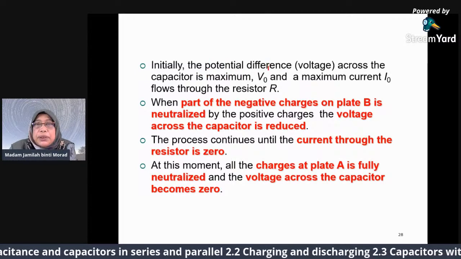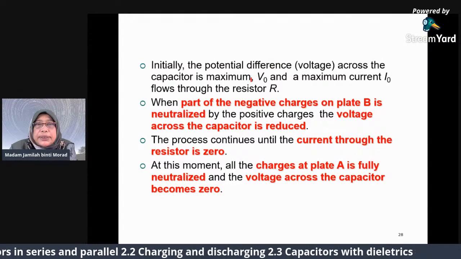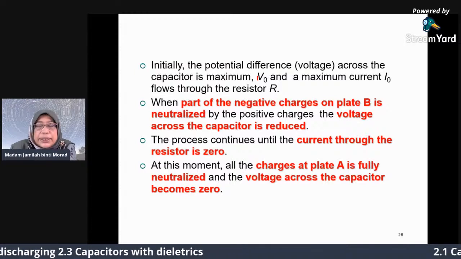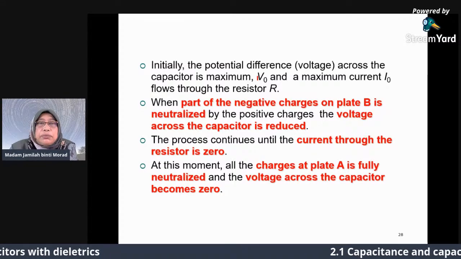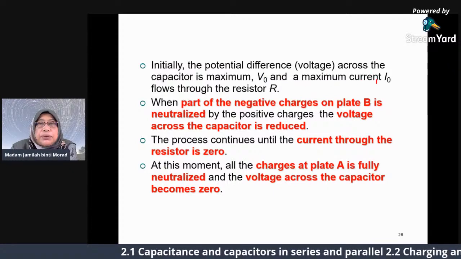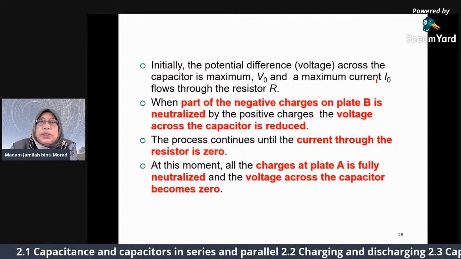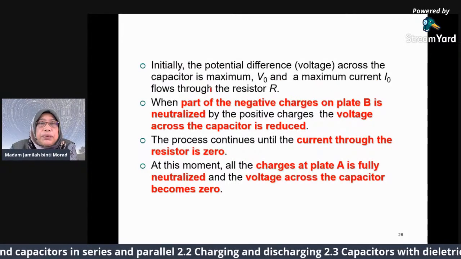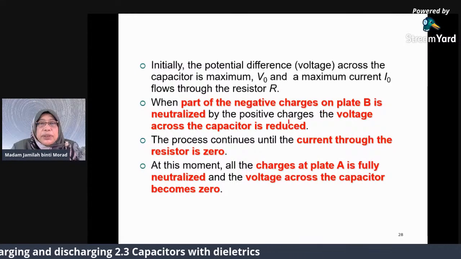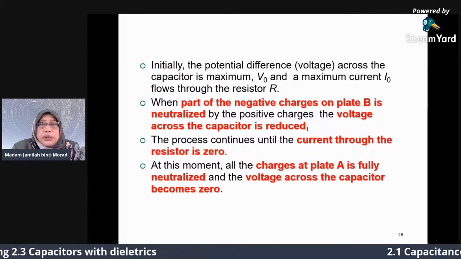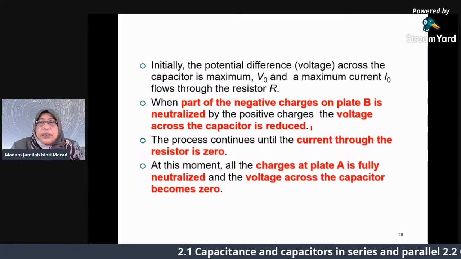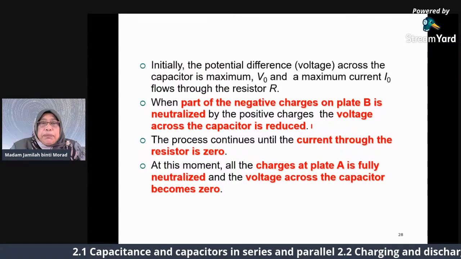Initially, the potential difference, or the voltage across the capacitor, is maximum. When the charge is maximum, Q equals CV, C is constant, so V is also maximum. That is V naught, and the maximum current I naught and Q naught refer to maximum values flowing through the resistor R. When part of the negative charges on plate B is neutralized by the positive charges, the voltage across the capacitor is reduced. So voltage depends on the total charges on the plate.